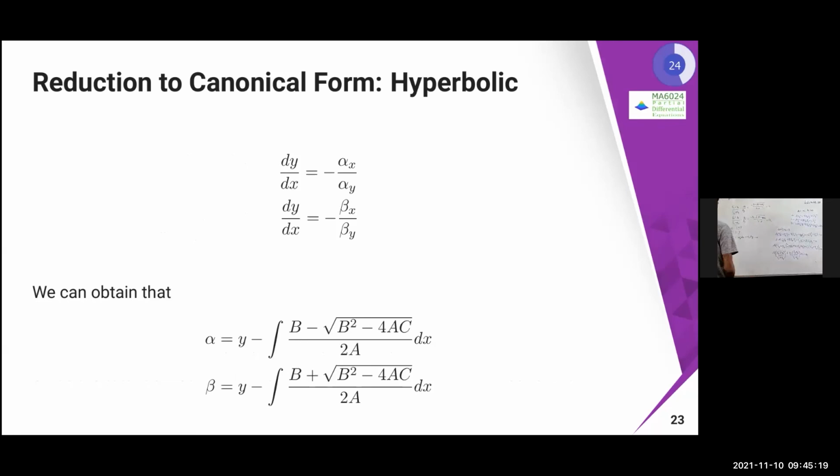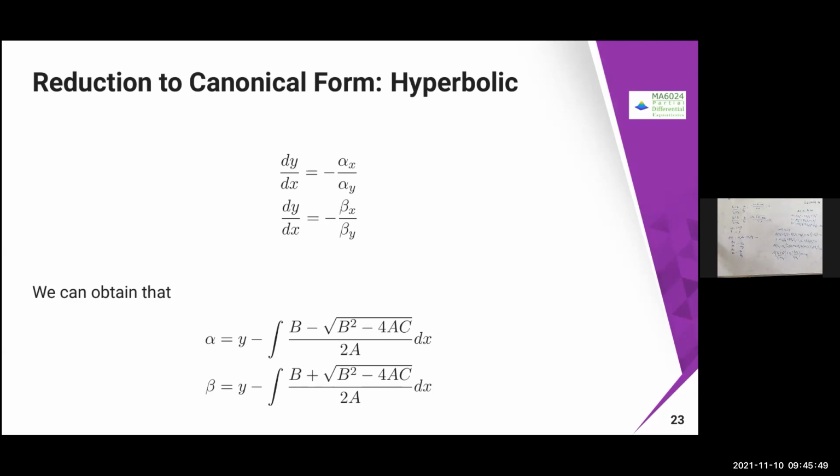So the characteristic system is going to be different here. It is going to be dy by dx equal to minus alpha x by alpha y. This is after simplification. Similarly, for d beta I can do the same thing. In that case, I'm going to get dy by dx equal to minus beta x by beta y, because d beta equals beta x dx plus beta y dy equal to 0. So once again, you can do that.